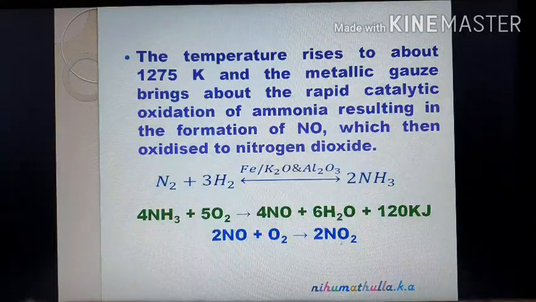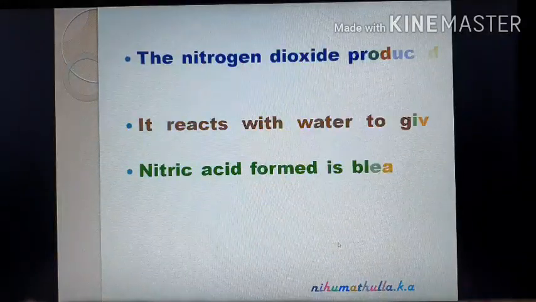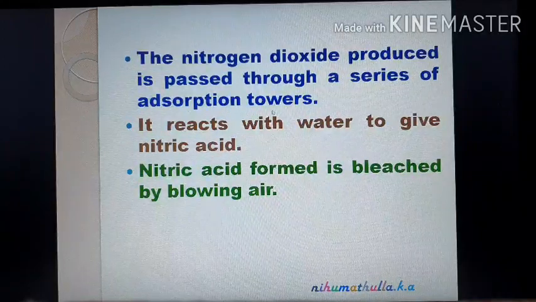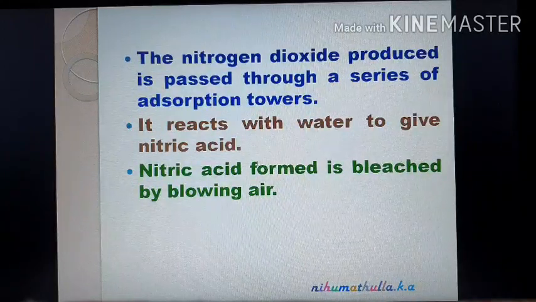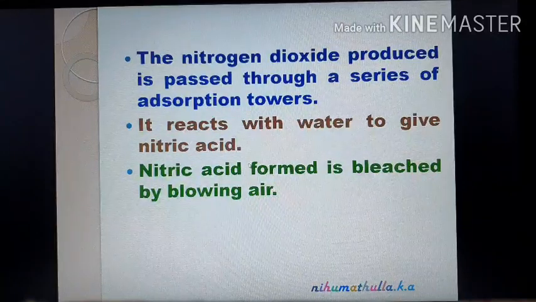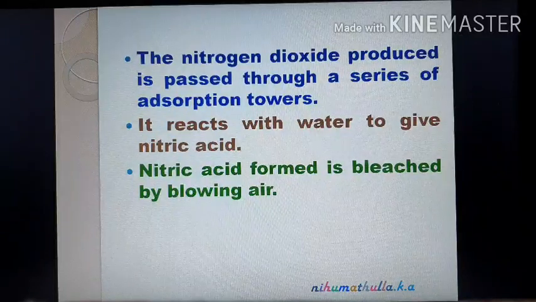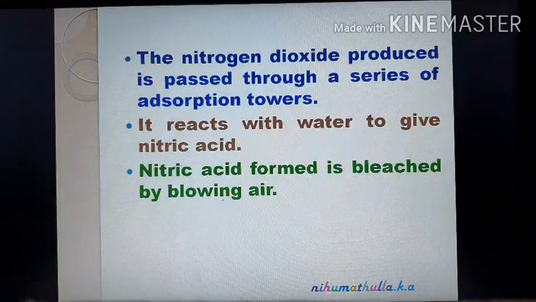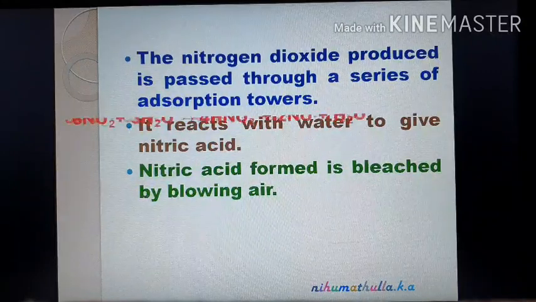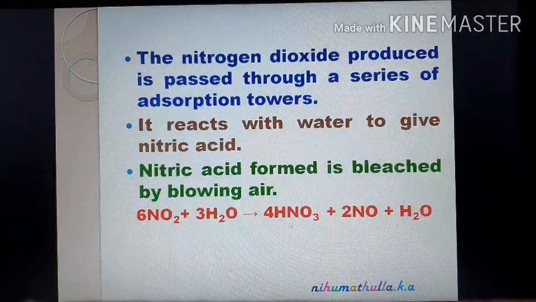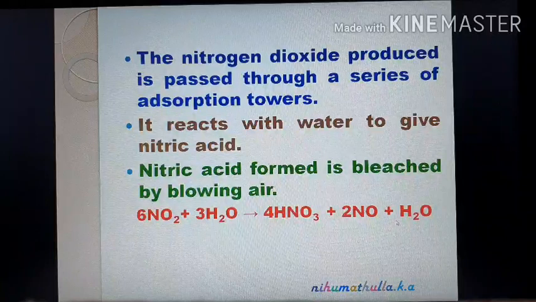Nitrogen dioxide is acidic in nature, therefore the nitrogen dioxide produced is passed through a series of absorption towers. It reacts with water to give nitric acid. Because nitrogen dioxide is an acidic oxide, when it is dissolved in water, it forms an acid. The nitric acid formed is bleached by blowing air. So in the reaction, nitrogen dioxide when dissolved in water, H2O, gives nitric acid plus NO, nitric oxide is obtained again.